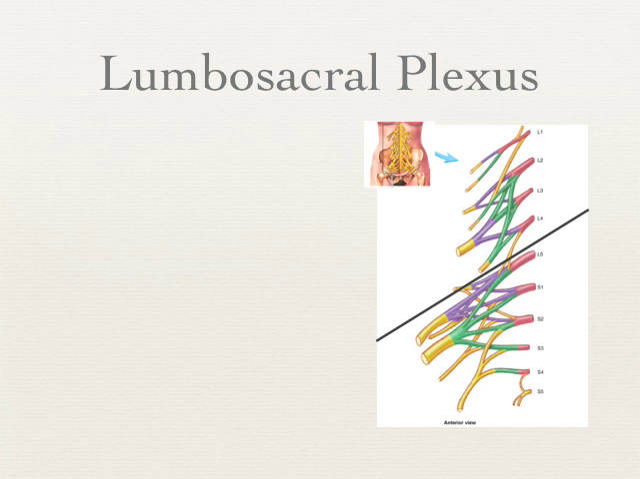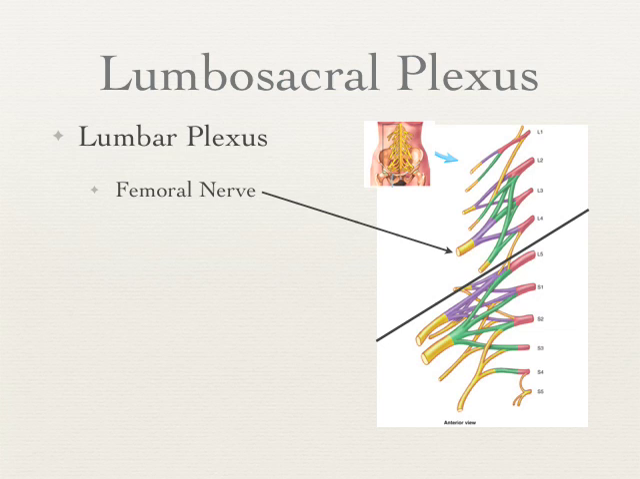We're going to use these extensively when we talk about what nerves are connected to which muscles. So let's look at these. In the lumbar plexus, let's identify the femoral nerve. The femoral nerve is this large nerve that is formed by the plexus.